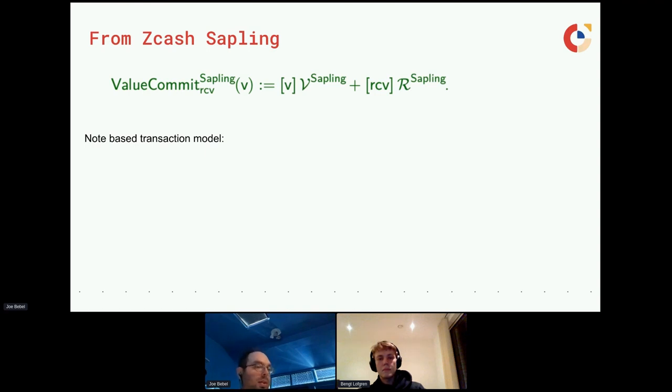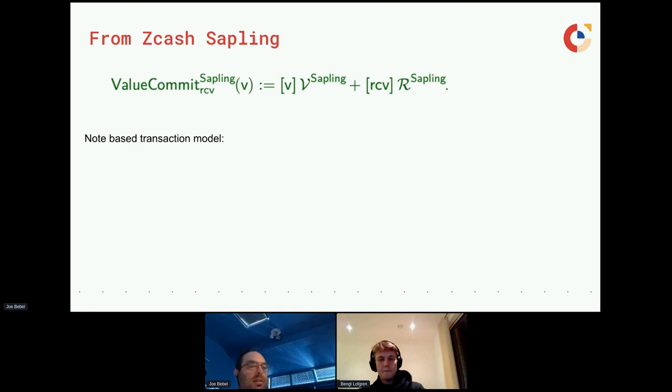And so we're going to use Zcash Sapling as our starting point of the discussion, which is quite an important starting point because of the fundamental changes that were made with Zcash Sapling, and the fundamental improvements over the previous shielded pool Sprout.